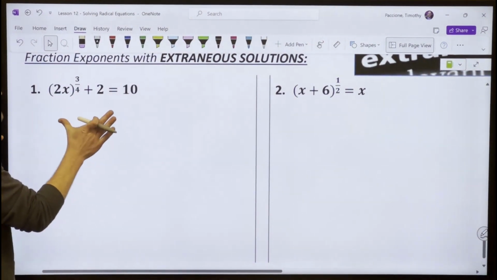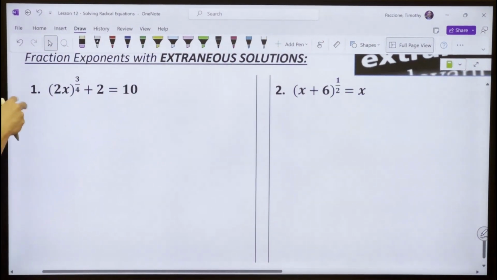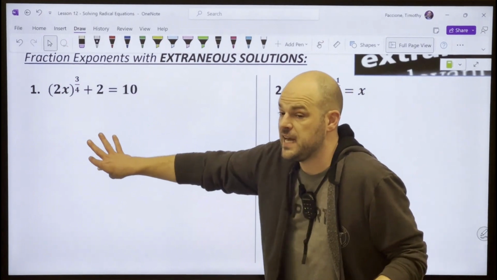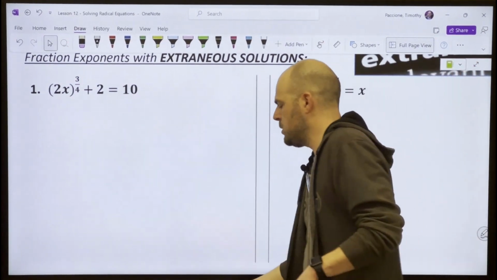These are the same concept, right? But now you have your rational exponents, so it's a little trickier, a little bit more level. This one, if you're going to do these at home for fun, does not have extraneous. This one does.